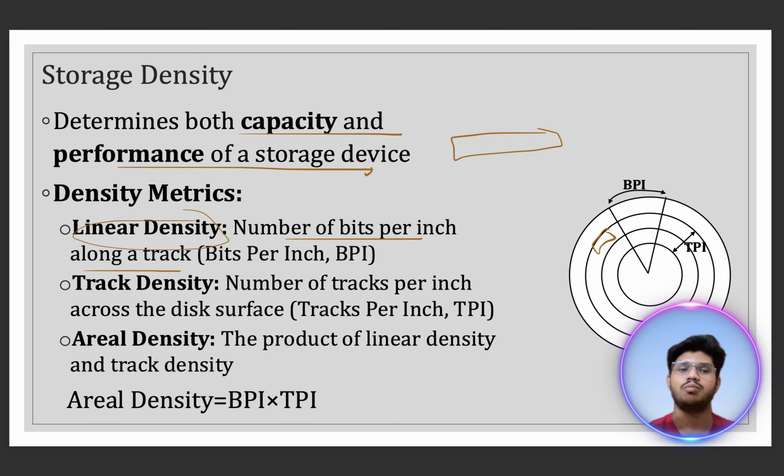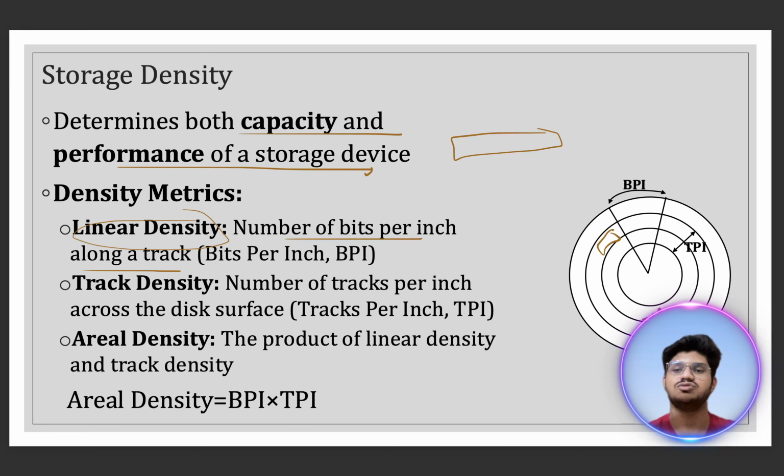For the linear density, the length has been taken along a track, but for the track density I'll take it towards the diameter, or maybe like this. So in 1 inch, how many tracks are passing? This defines your track density, that is, the number of tracks per inch across the disk surface. Now coming to the areal density, this is the product of linear density.